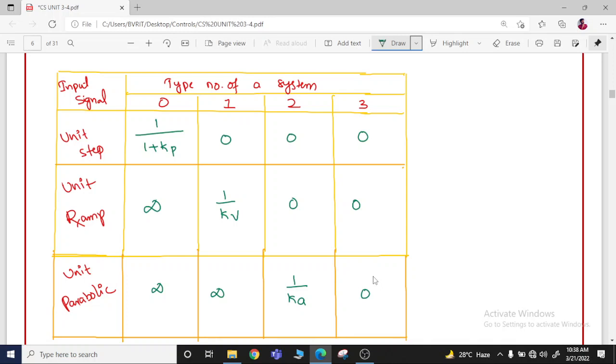So for a unit step input, a type 0 system has a constant steady state error equal to 1 by 1 plus Kp, and for type 1 and above it will be 0. For a unit ramp signal, a type 0 system has infinite steady state error, and for type 1 it is 1 by Kv. For type 2 and above, this will be 0. Similarly for a unit parabolic signal, for type 0 and type 1 the steady state error is infinity. For a type 2 system it is constant. For type 3 and above, this will be 0. So this is related to the steady state error constants.